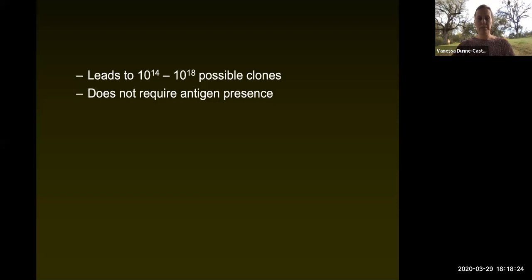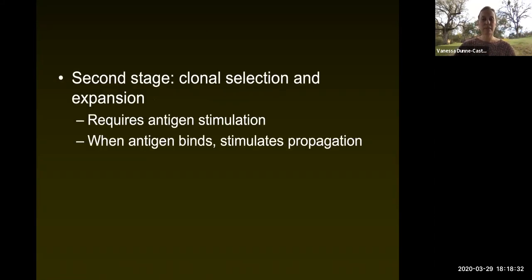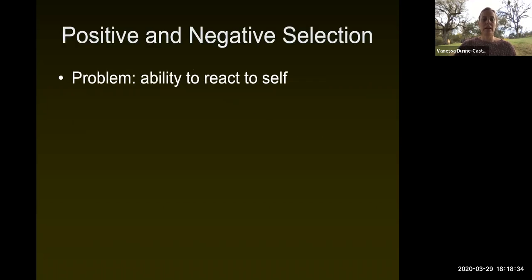Now, there might be a problem here though, because with all of these possibilities, certainly there will be some receptors that have self-antigen recognition. So the problem here, of course, is the ability to react to self. Now, this is a substantial problem, and you probably know what this is called. There's a baby crying back there. When there is self-reactivity, this would be the development of autoimmunity or an autoimmune response.